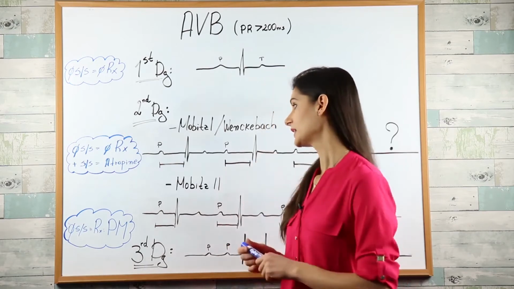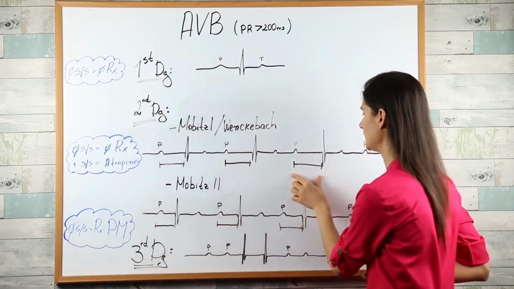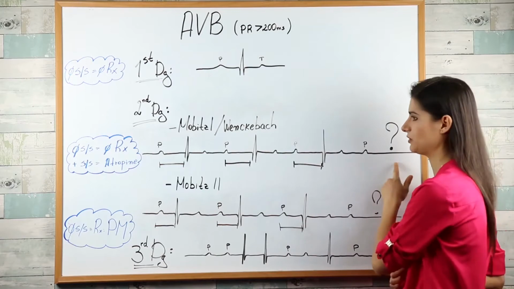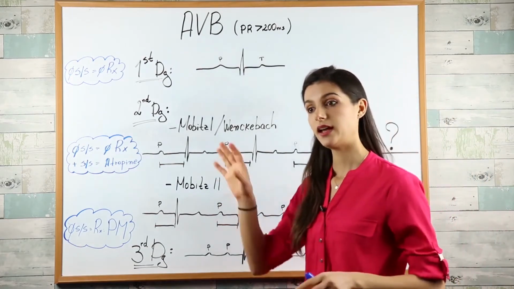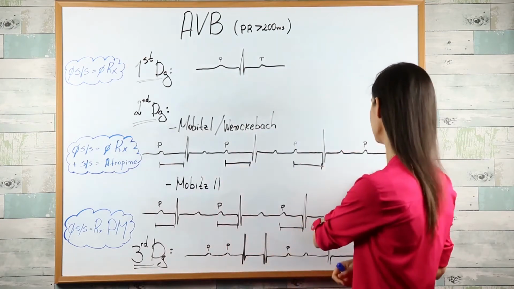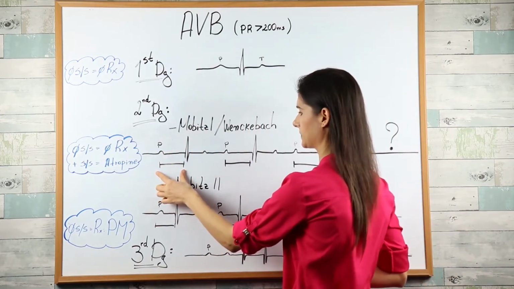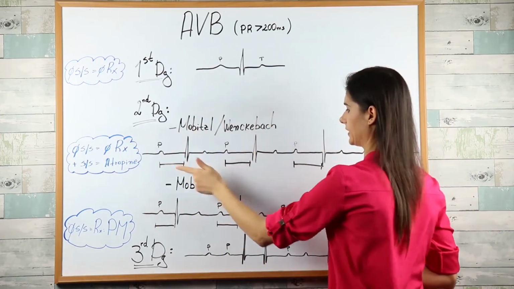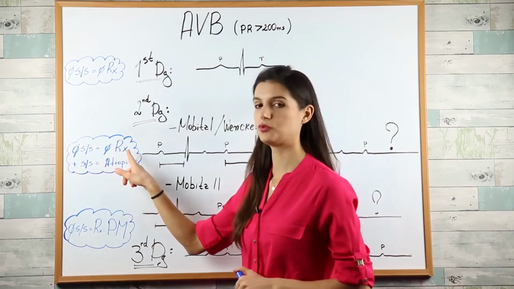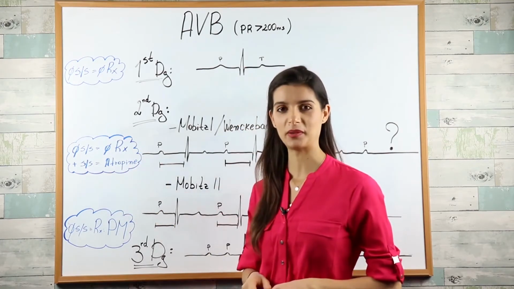Now, the Mobitz 1 is characterized by a progressively increasing PR interval until a beat is dropped. Right, there is a P wave, but there is no QRS, which means that the impulse generated in the sinoatrial node is not conducted to the ventricles. Now, once this beat is dropped, the PR duration will go back to the initial one. So this cycle can repeat again and again. Okay? Now, if the patient here is asymptomatic, you do not need to treat him. But if the patient has signs and symptoms, you can give him atropine.